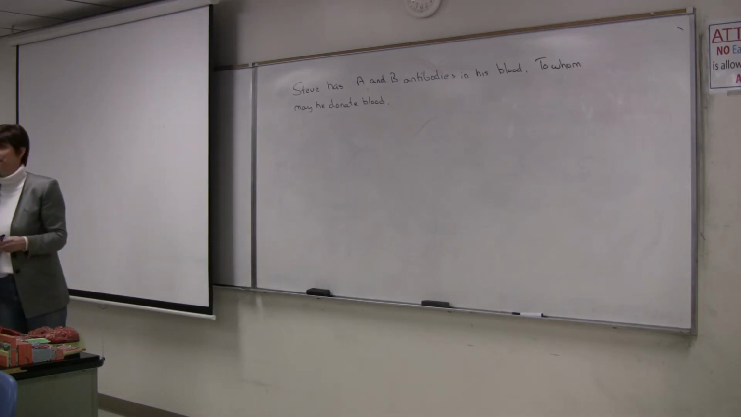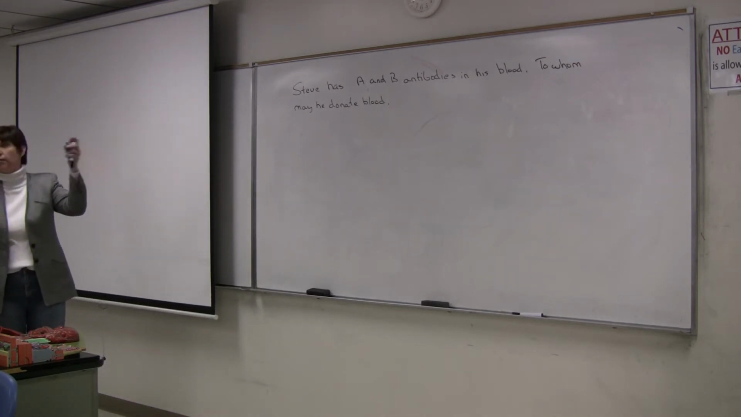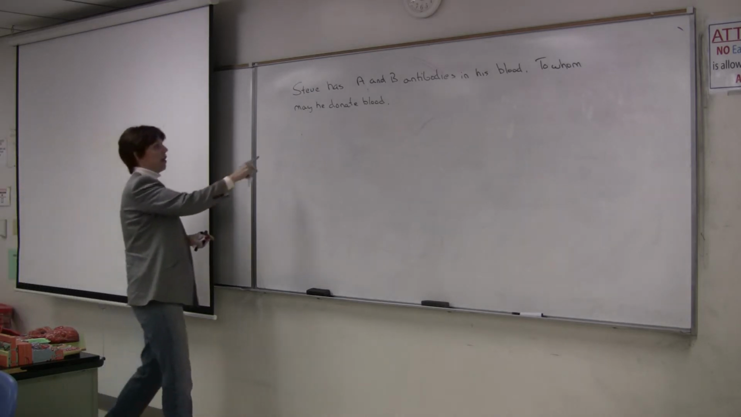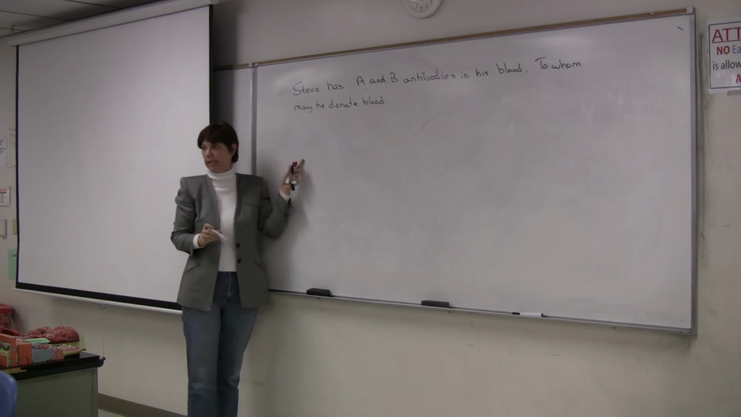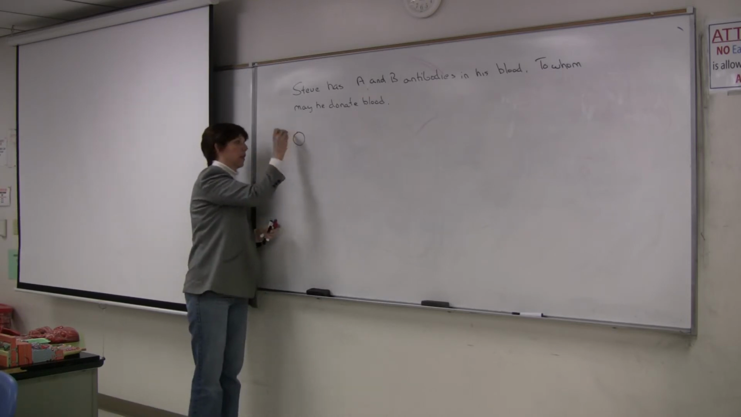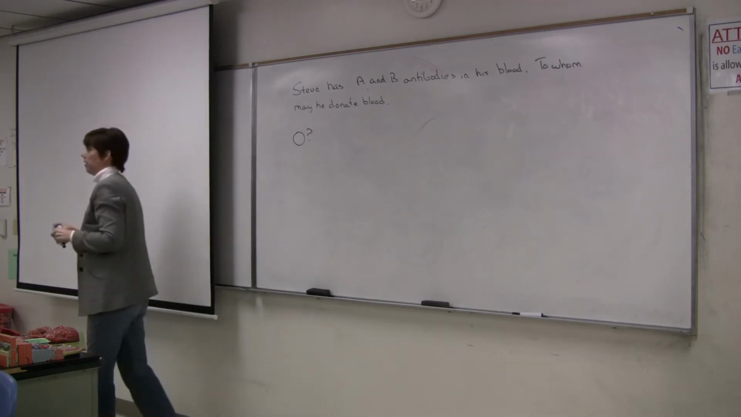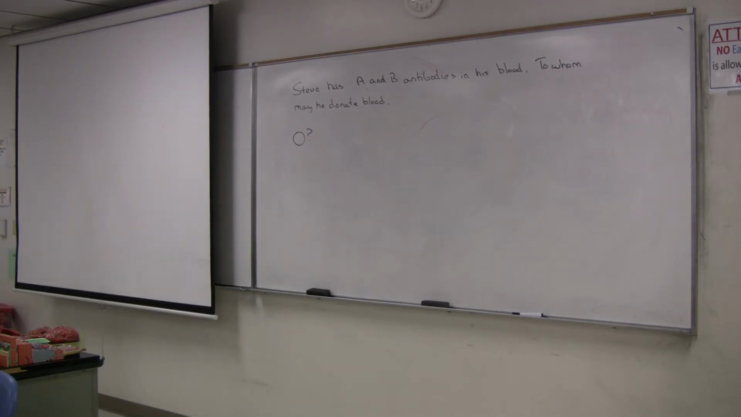First of all, we don't have to figure out his blood type because we know what antibodies, well actually we do. But we need to know what his antigen is so we know who he can't give blood to. So if he has A and B antibodies, what's his blood type? O? Because remember, if we don't have D antibodies, then we don't know whether he's positive or negative. Right?